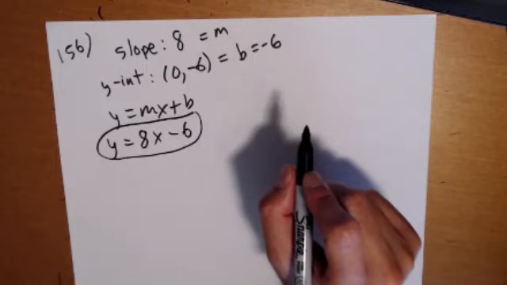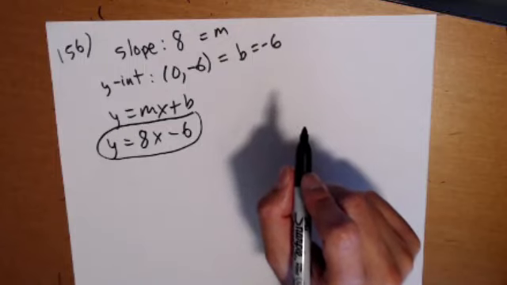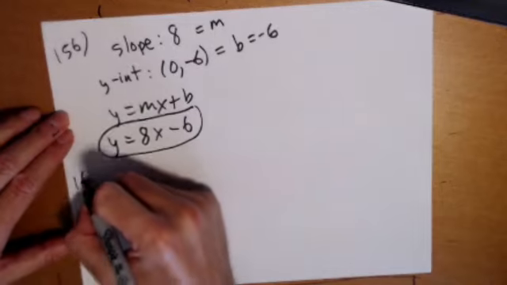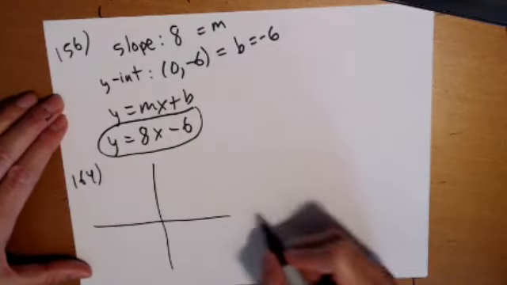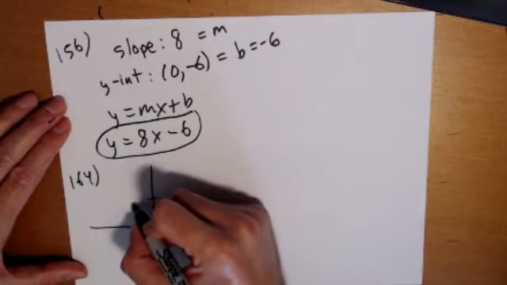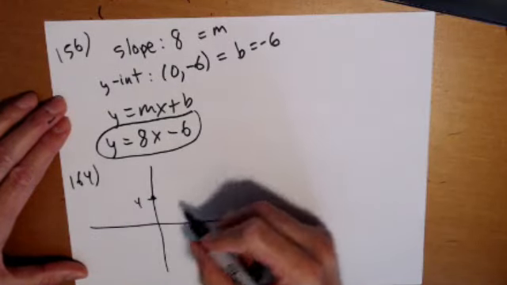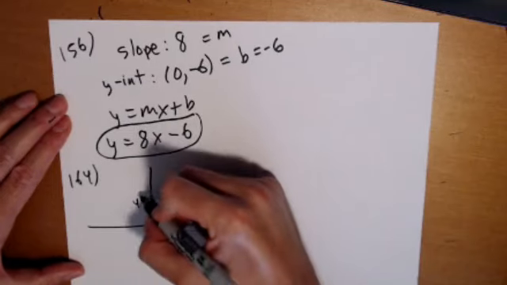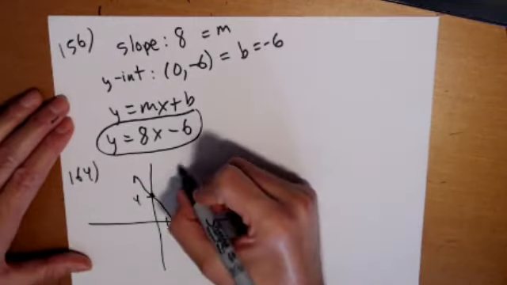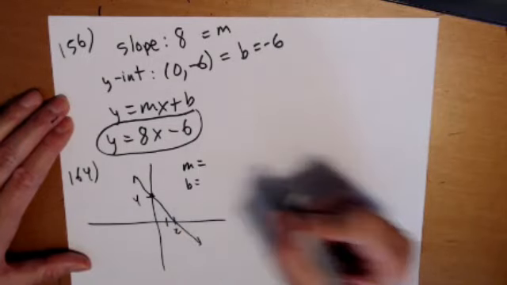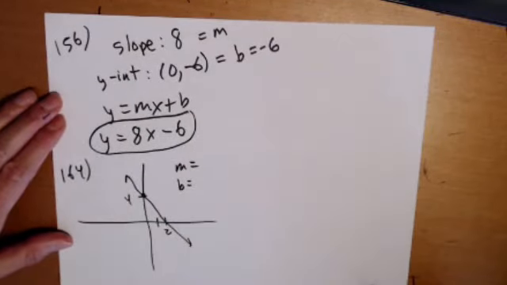Write the equation in slope-intercept form. Okay, so 164 is fun. They give us a picture, and they want the y equals mx plus b. So notice that it crosses at 4, and then it crosses down here at 2. So here's what I'm asked. I just need to figure out the m and the b, and then I can write it in y equals mx plus b form.